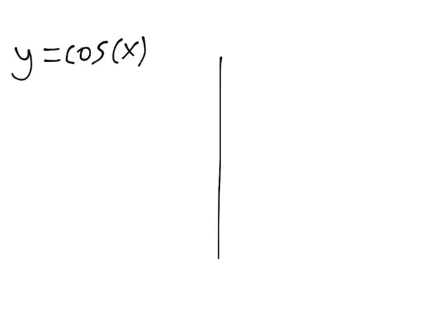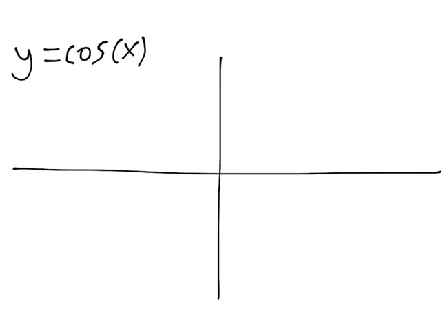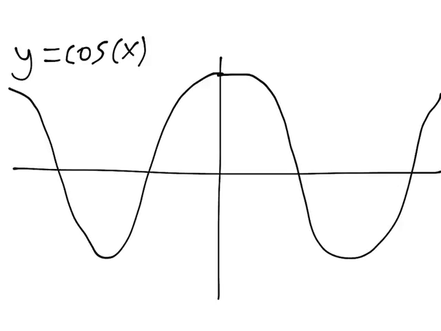The other trigonometric functions look similar too. If we look at y equals cosine of x, then it'll look something like this. And on the other side, like this. In fact, this looks exactly the same as a sine curve, except it's shifted to the left by pi over 2. Now let's look at y equals tangent of x.